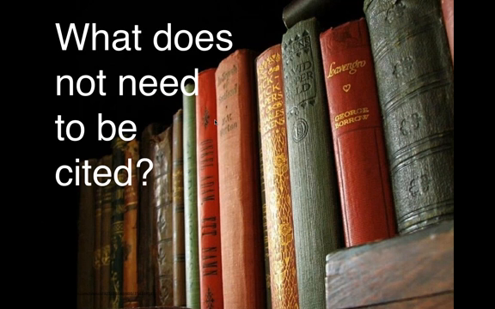All right, what does not need to be cited? We do not need to cite common knowledge, but what is common knowledge is always the next question. Common knowledge is ideas that are available in a variety of sources and generally accepted facts, such as pollution is bad for the environment or writing is a process.